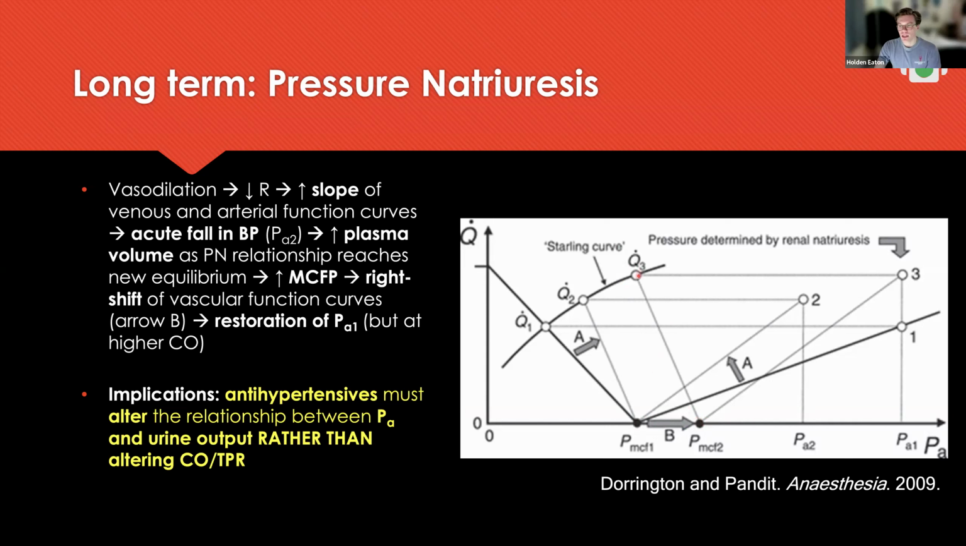And so you've basically moved yourself right back to the same point of arterial blood pressure. Despite applying a vasodilator, you have the same arterial blood pressure, but just at a higher cardiac output, because your body has responded by increasing fluid volume. The implication of this is that antihypertensives cannot just work by vasodilating or changing cardiac output. They must also alter the relationship between arterial pressure and urine output. That's kind of the conclusion of the Guyton model. And this is what we'll take forward when we talk about antihypertensives.